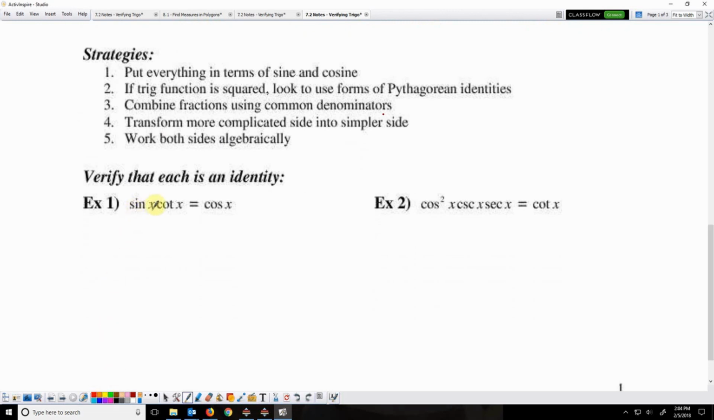So example 1: sine x times cotangent x equals cosine x. The left side is already in terms of sine, so I'm going to keep that just as it is. According to our quotient identities, cotangent x is cosine x over sine x. The right side's already in terms of cosine, so I'm good with that. Now when I multiply this, I'm going to get sine x times cosine x over sine x, and those sine x's are going to cancel. So I get cosine x equals cosine x. The two sides equal each other, so I have proven that this is true.